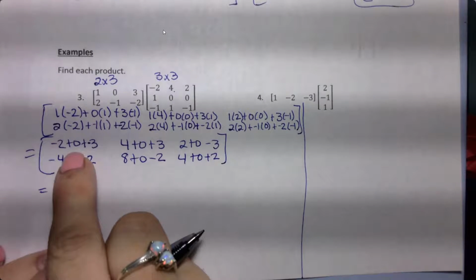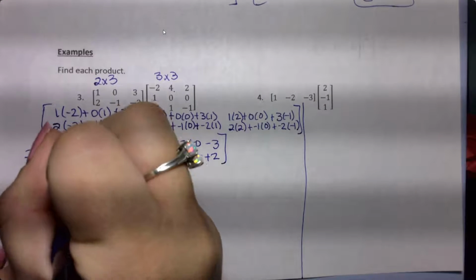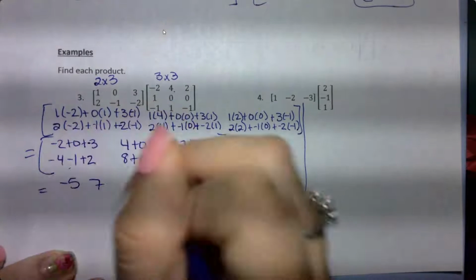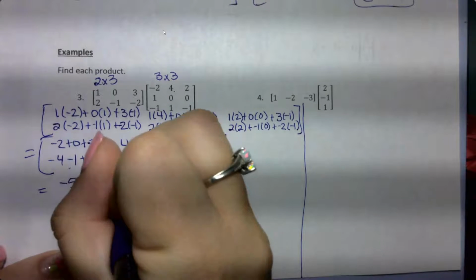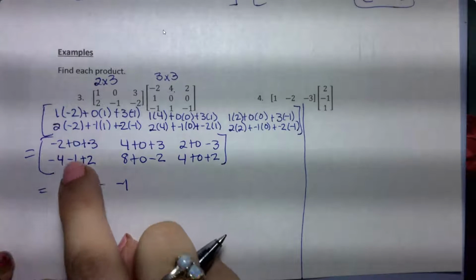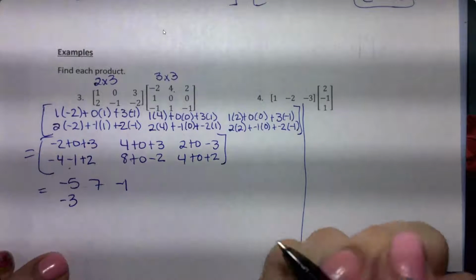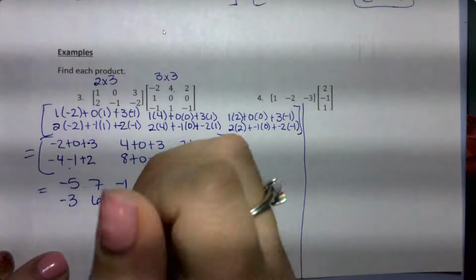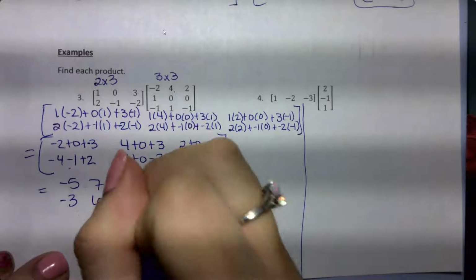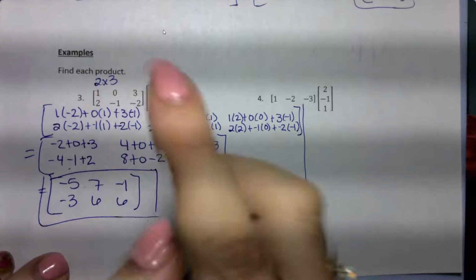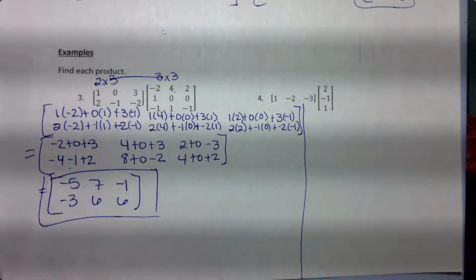Negative 2 plus 0 plus negative 3 gives me negative 5. 4 plus 0 plus 3 gives me 7. 2 minus 3 gives me negative 1. Negative 4 minus 1 plus 2 gives me negative 3. 8 minus 2 gets me 6. 4 plus 2 also gets me 6. So this is my final answer, which makes sense. Should have been a 2 by 3 if I canceled out those middle terms.